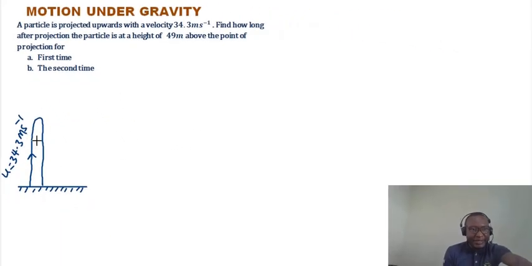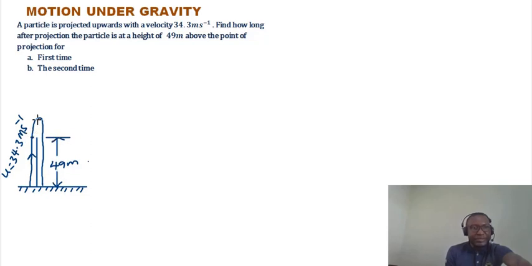So there is a height here. This height is 49 meters above the ground. They need us to find how long after projection the particle is at a height of 49 meters above the point of projection for the first time. So when this particle is projected upwards, when it reaches this point here, this is going to be the first time it reaches the height of 49 meters.